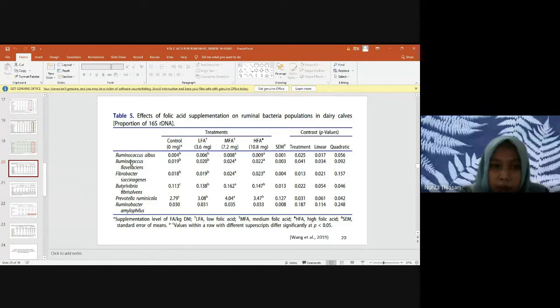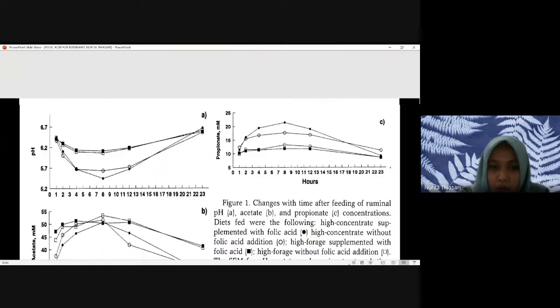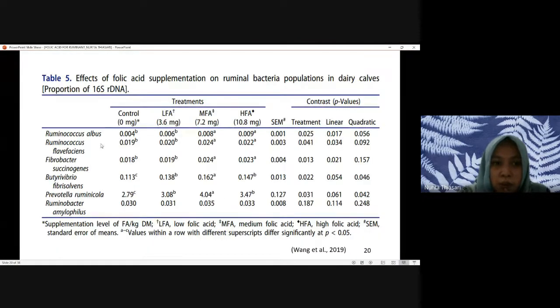Here they mention more that the cellulolytic bacteria need folic acid to grow. So they mention that the cellulolytic bacteria need folic acid more than another kind of bacteria. Did I answer your question?